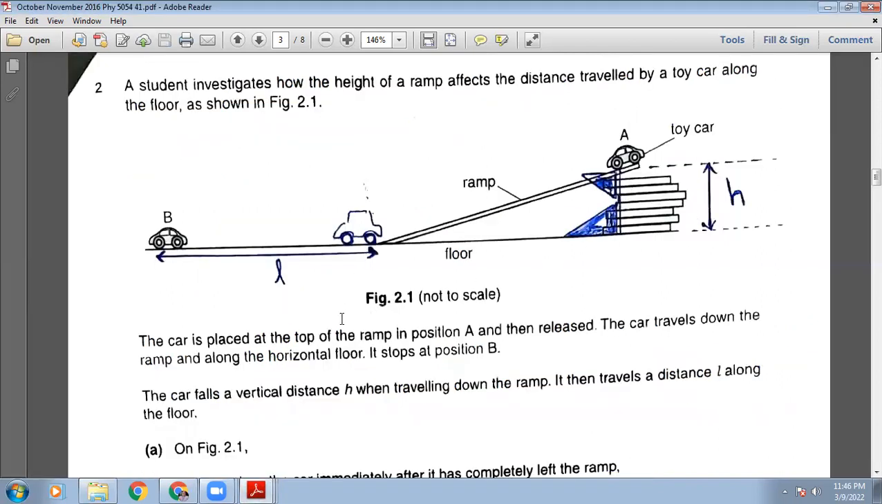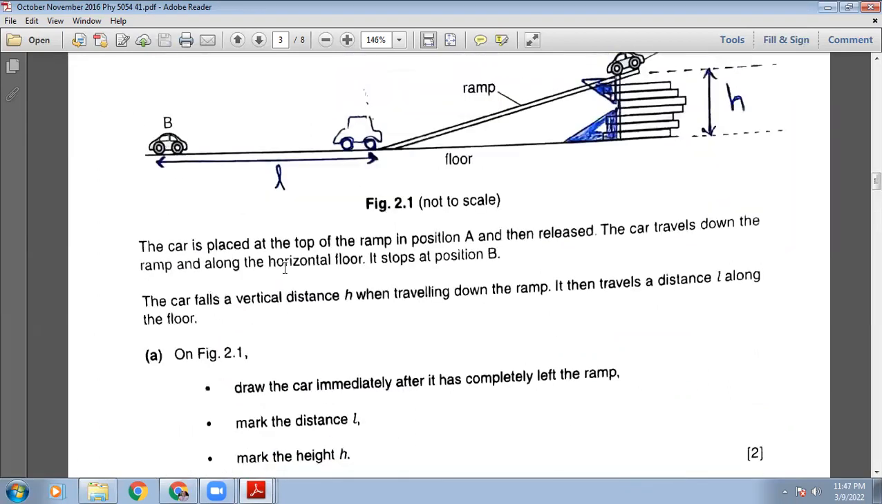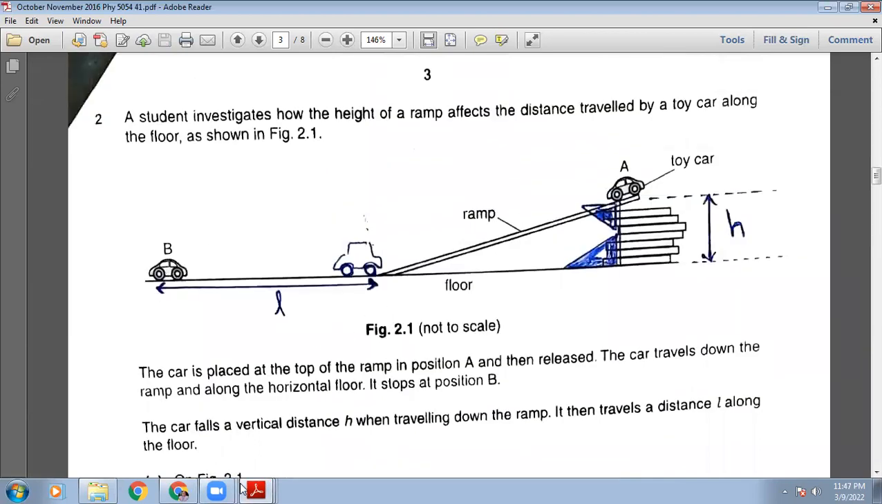So here you can see the height of the ramp from where the car was released. From here to the front wheel of the car, that's the horizontal distance traveled by the car, represented with L. And what else do they want? Here is the car, which has just come off the ramp. Off the ramp, we have drawn that car. So these were the 3 things he asked you to draw. I hope you understand this.